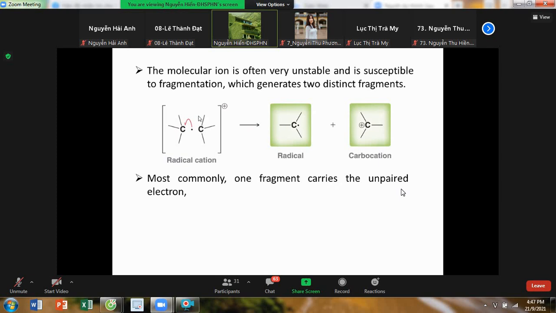Khi mà nó đứt thành đôi nhé, thì chúng ta thấy là nó phải có tổng có thành hai mảnh đúng không? Nhưng mà tổng atom và tổng thể tích của hai cái mảnh đấy nó phải bằng cái tích atom của cái radical cations. So most commonly, one fragment carries the unpaired electron, the radical, and the second fragment is the positively charged fragment, the carbocation.